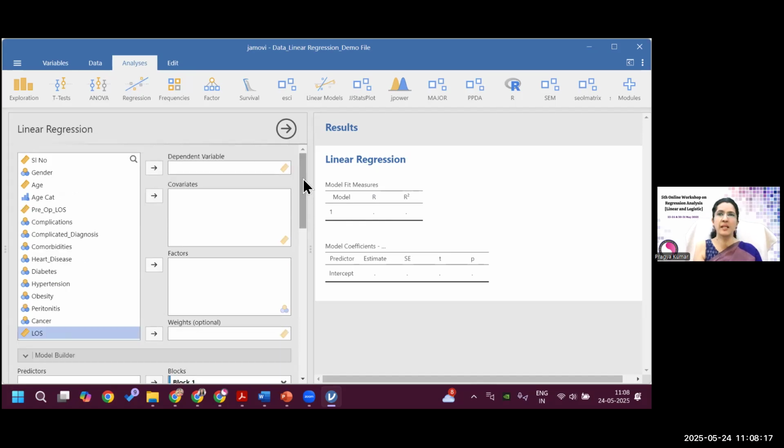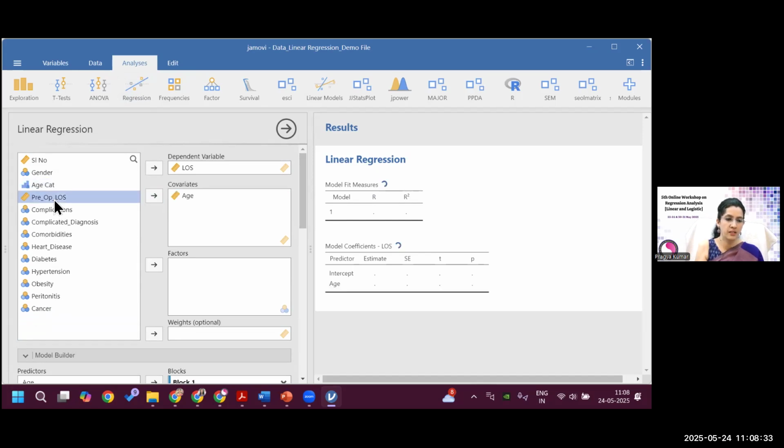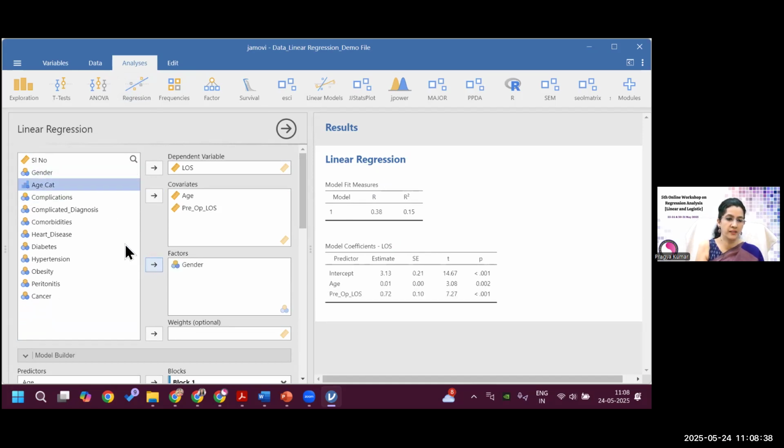See, there are many ways like backward, forward, enter. So in SPSS, you will find there are a lot of ways. In GEMOV, you can do forward, adding one by one, or the enter method, which means all together. That means LOS, I'll move here. The age as a covariate, pre-op LOS as a covariate, gender here as a factor, complications here as a factor.